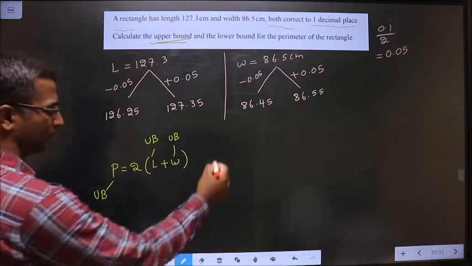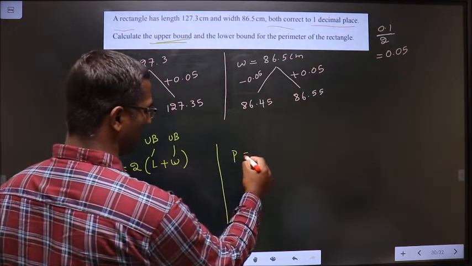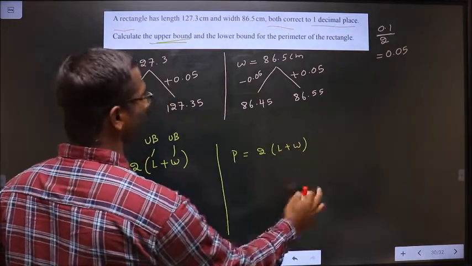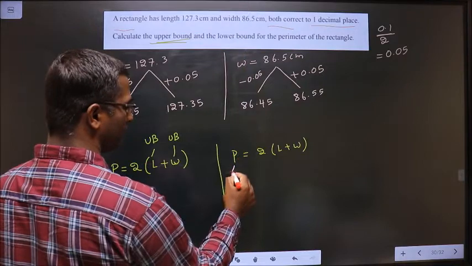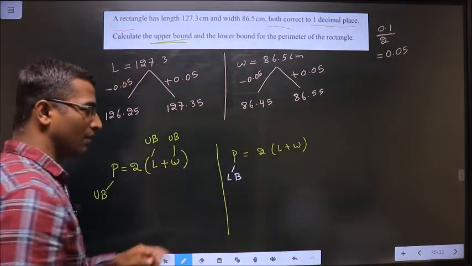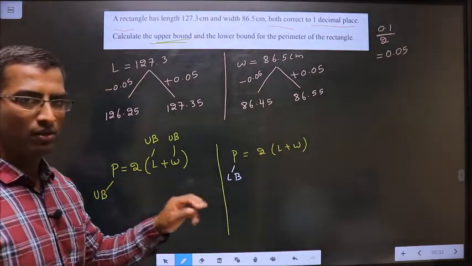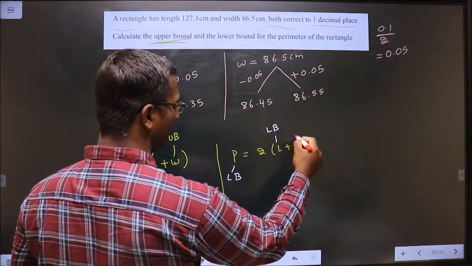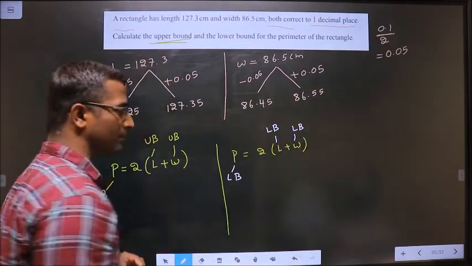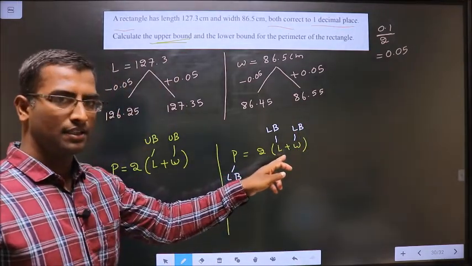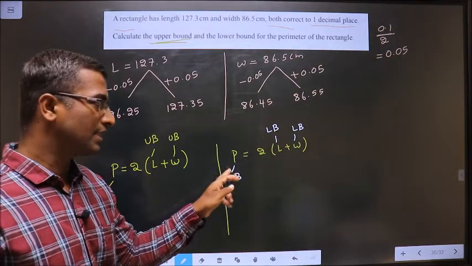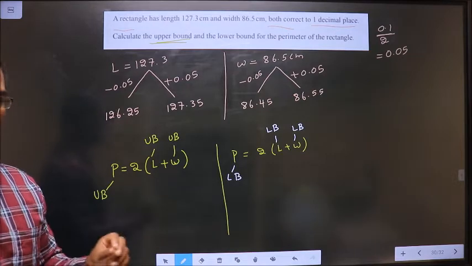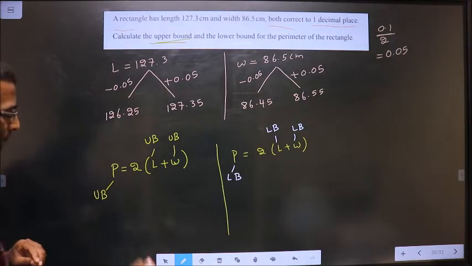Clear? Now, perimeter equal to 2 times L plus W. You also want lower bound for perimeter. For perimeter you could get lower bound only if you take lower bound for L and lower bound for W. Here it is addition. Both lower will result in lower. Am I clear? So now let us replace the values.